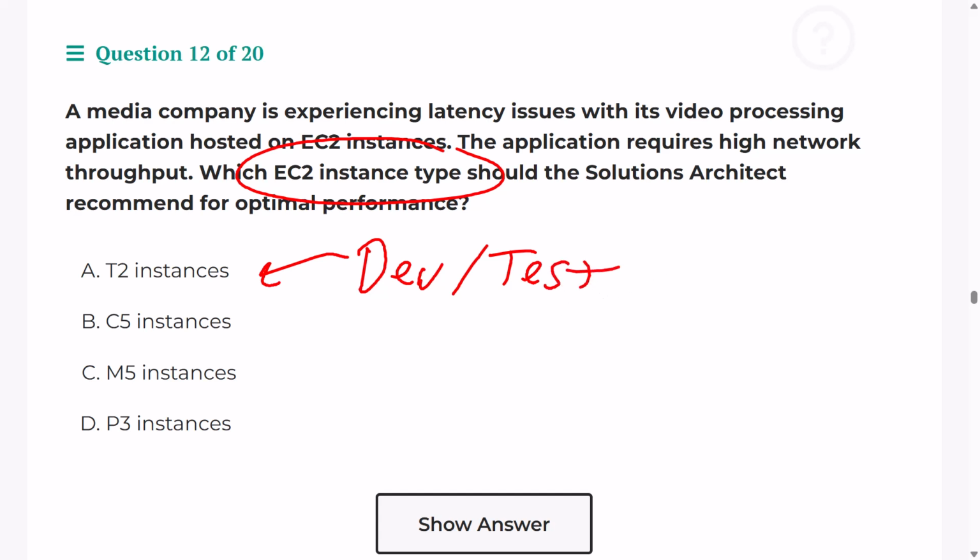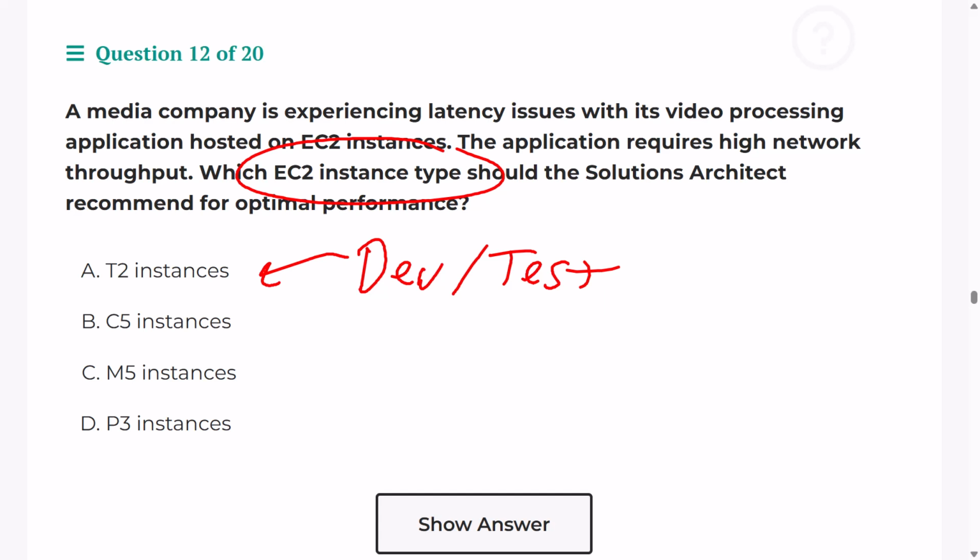The T family instances are burstable. They're throttled to a fraction of their rated capacity, but they can burst to full capacity for short periods of time. So they're a very economical way to provide compute for dev and test scenarios. But they're not known for their high network throughput, so they're not our answer.